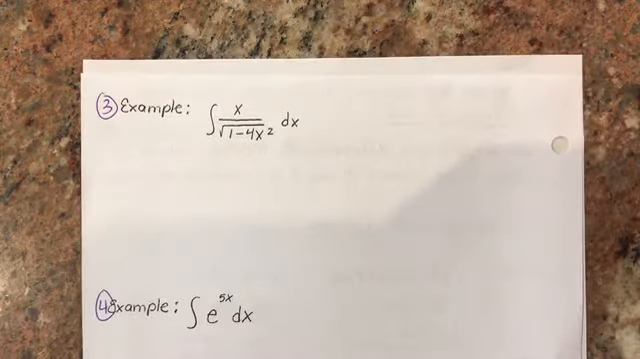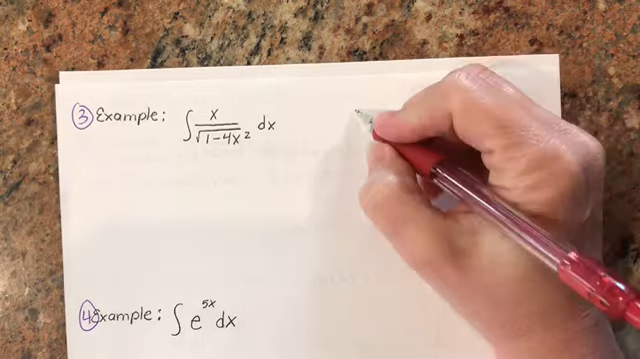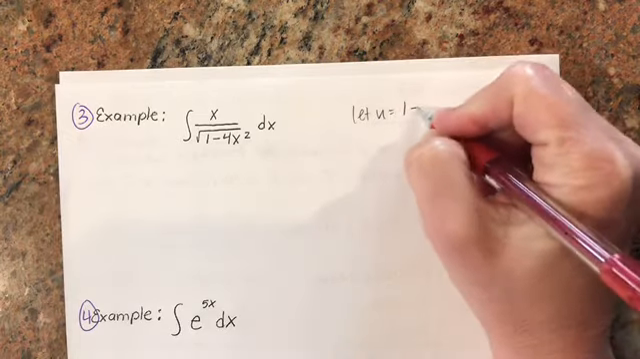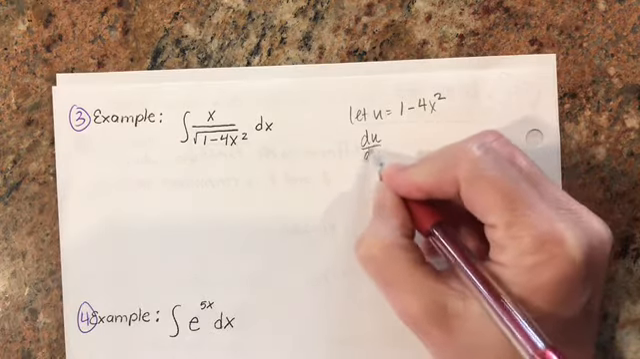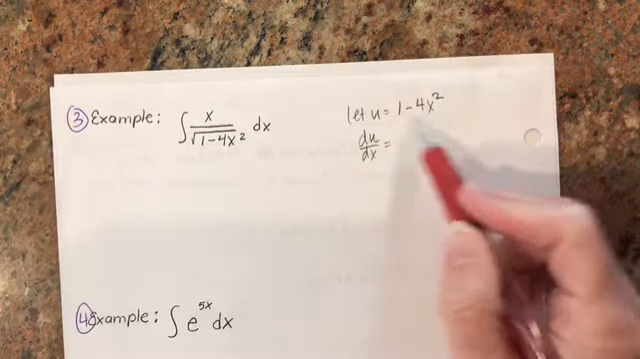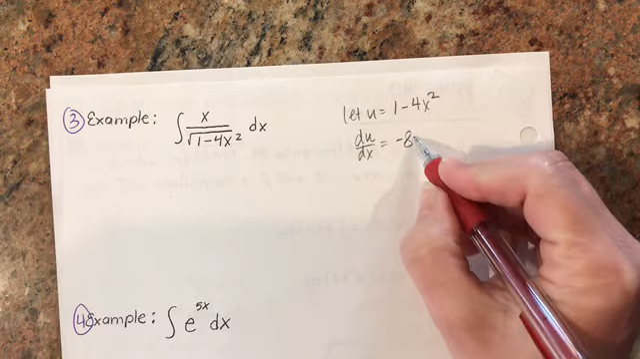All right, for example 3, we're going to let u equal 1 minus 4x squared. So the derivative of u in terms of x would be negative 8x.